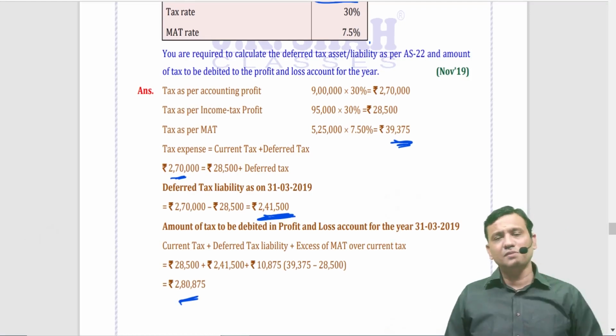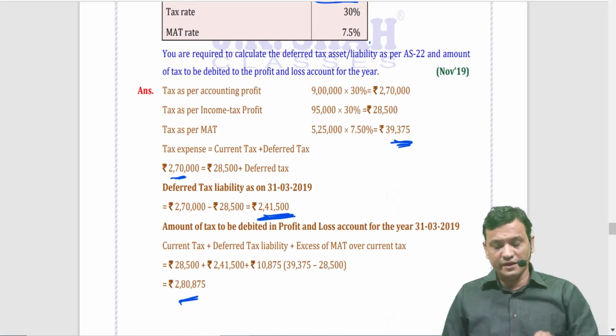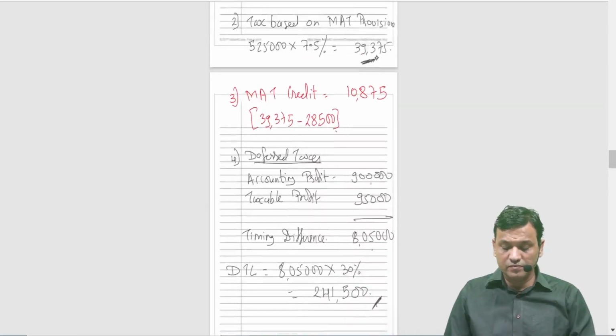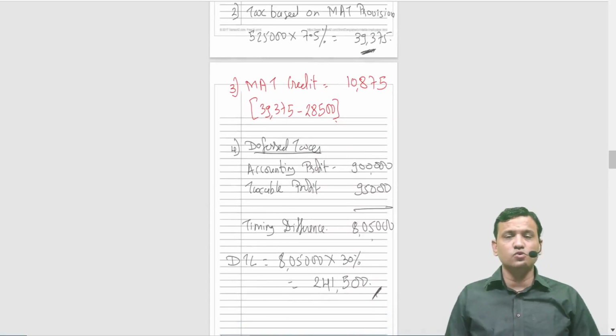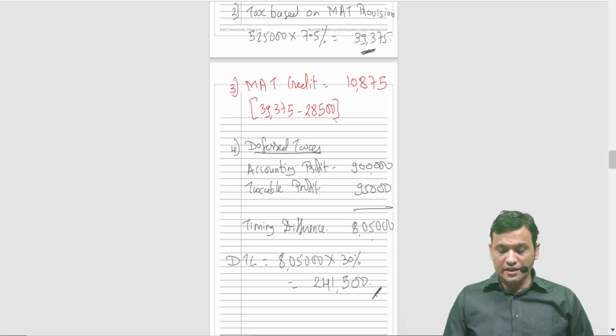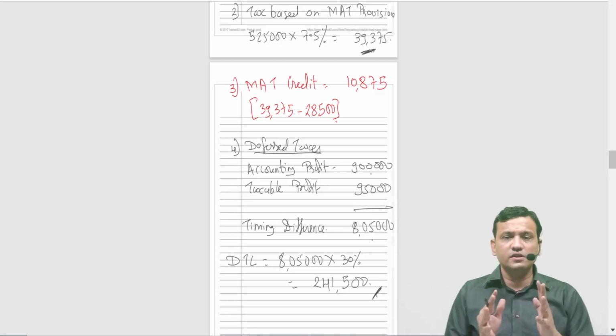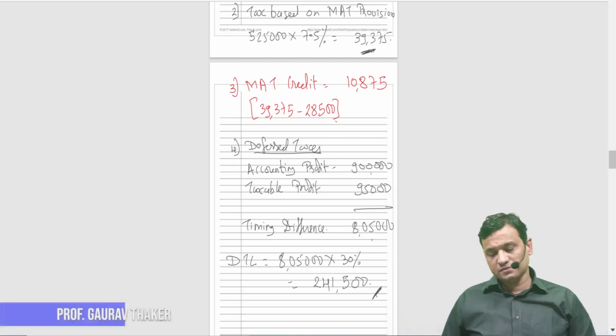For current tax, please pass an entry, profit and loss account debit to current tax, 39,375. For DTL, pass an entry, profit and loss account debit to DTL, 2,41,500. This total is the amount debited to PNL. For MAT credit, your entry will be MAT credit to PNL, 10,875. Merge these 3 entries, you will get tax expense.